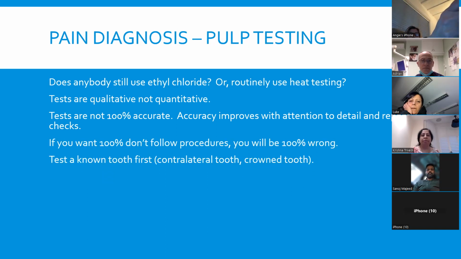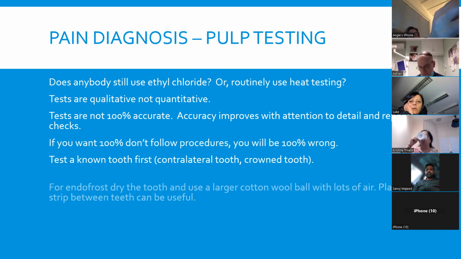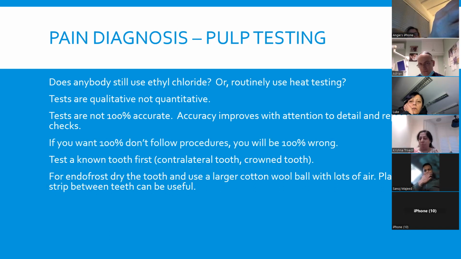wrong. Again, test a known tooth first with this because it can be quite uncomfortable, especially with the electric pulp test. Sometimes a contralateral tooth, sometimes a crown tooth, because a crown tooth, if you put Endofrost on it, ought to be negative. For Endofrost, dry the tooth.